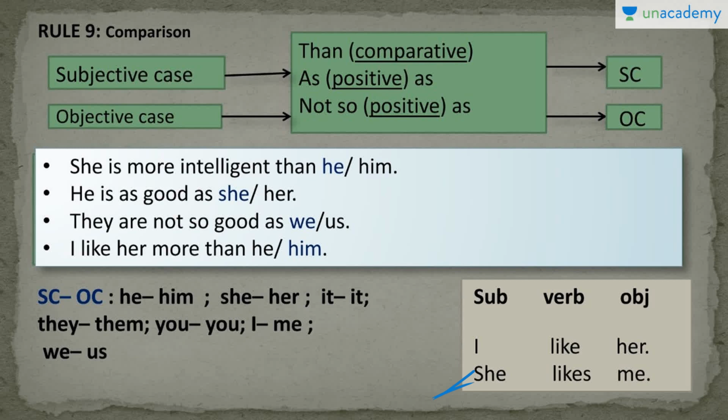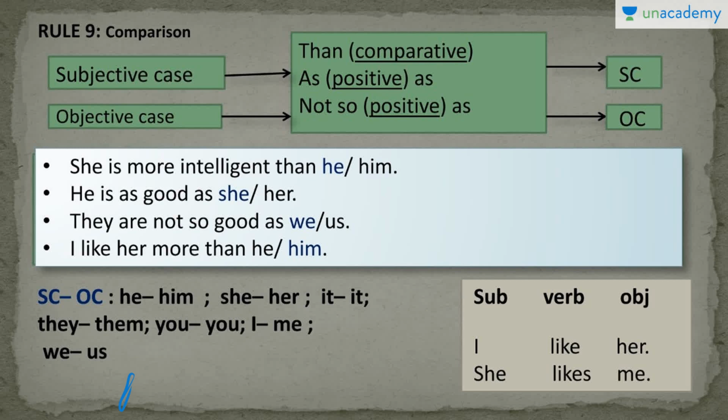Now let's just have a look at all the subjective and objective cases of personal pronouns. Here are the subjective and objective cases. He is the subjective case, him is the objective case. She is the subjective case, her is the objective case. It is subjective and it is the objective as well. They is the subjective case, them is the objective case. You is the subjective and you is the objective as well. I is the subjective case, me is the objective case. Similarly, we is the subjective case and us is the objective case.